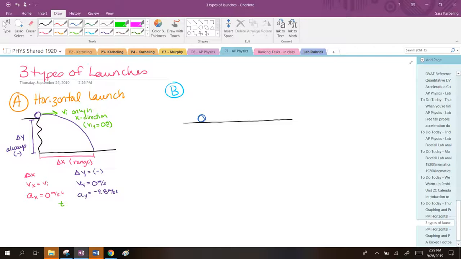So you can think hitting a golf ball. You can think kicking a soccer ball. You can think kicking a football. Something where it's starting on the ground, going up and coming back down to the ground. Okay? The kick launch? Sports ball motion.